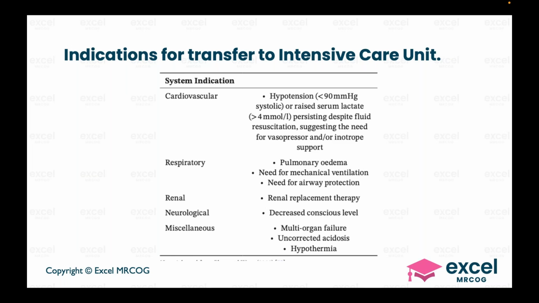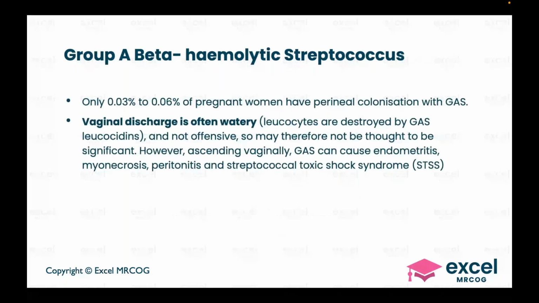Renal replacement therapy, that means she requires something like dialysis, you would need to take her to ICU. Decreased conscious level, she may just stop breathing because the conscious level is decreased, then you need ICU. Multiple organ failure, uncorrected acidosis, hypothermia, all are indications for taking the patient to ICU. Okay, so let's see specifically what happens, because these are the things that are specifically mentioned in this latest guideline.